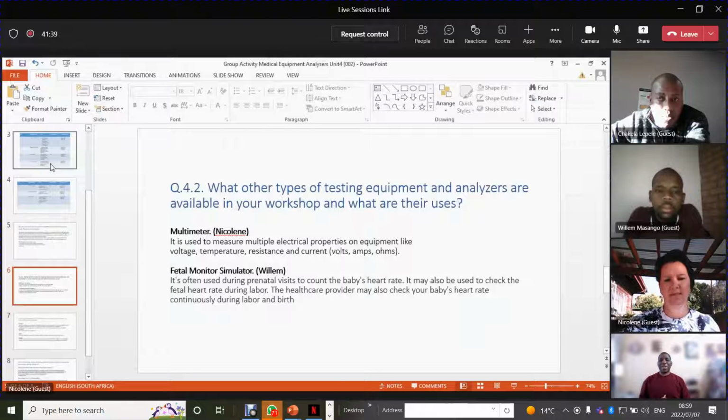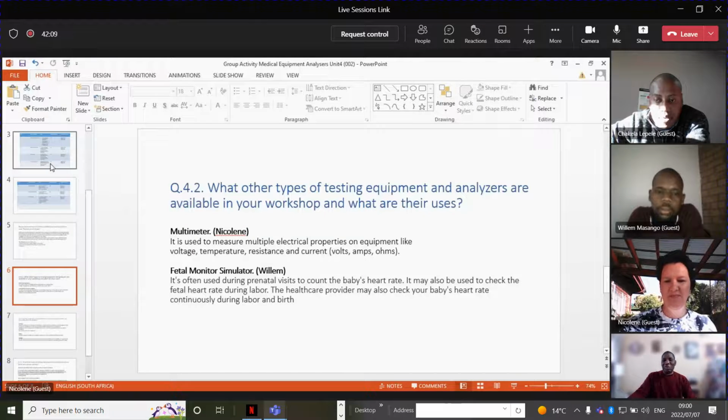Other types, yes, Nicolene has a fancy multimeter that also measures temperature. I have one here that I also use, and it's got a temperature probe. Yes, mine is the same. It's got the normal probes and a temperature probe for measuring temperature. So you just set it to the temperature setting there, and you just plug in the probe for temperature, and you dip this into whatever you want to measure, and you get your temperature measure. So that's a good one.